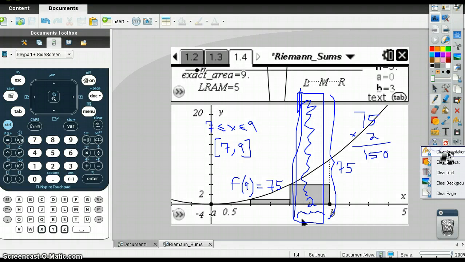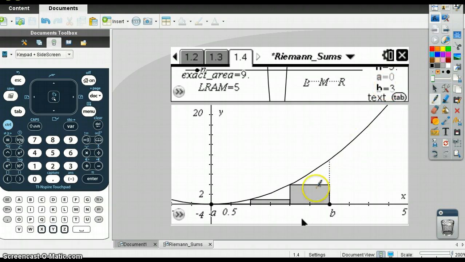So my interval is from 0 to 3, and I want 3 subintervals. And I have a mouse again, so sorry about that. 3 subintervals. Okay, so that means I'm just going to subdivide my interval 3 times.